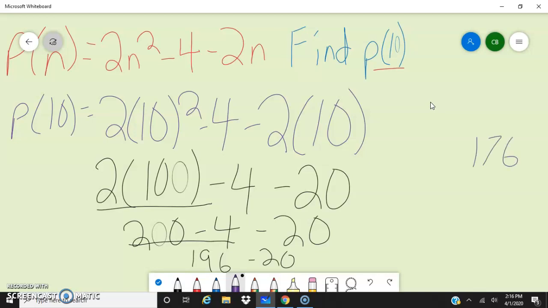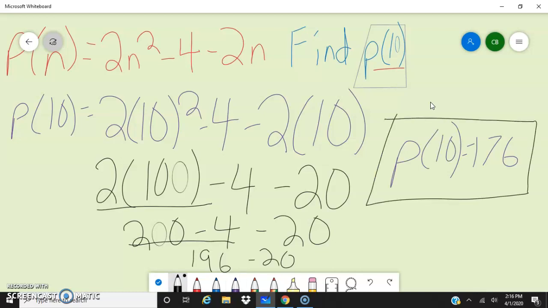So whenever we plug in 10 for n, p of 10 equals 176. We plugged in 10, and our answer whenever we plugged it in and evaluated it was 176. That looks like a negative there, but it's a positive. So equals 176.